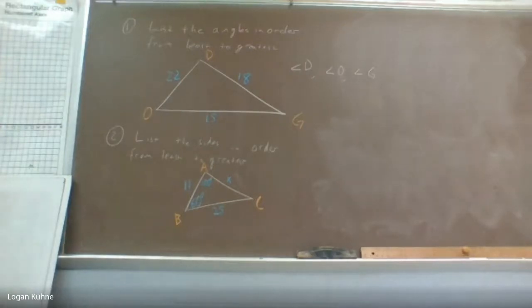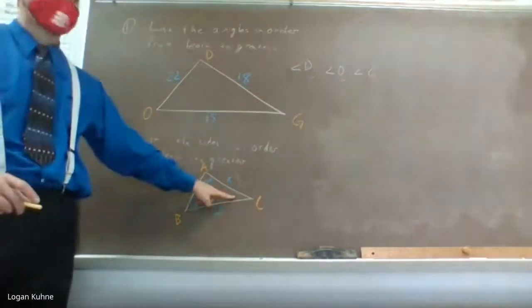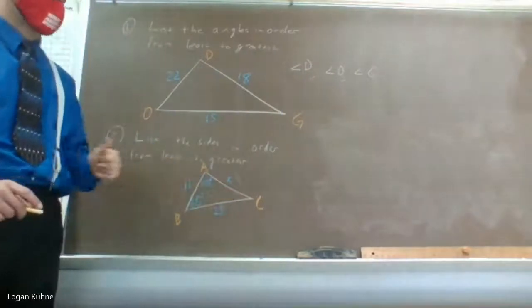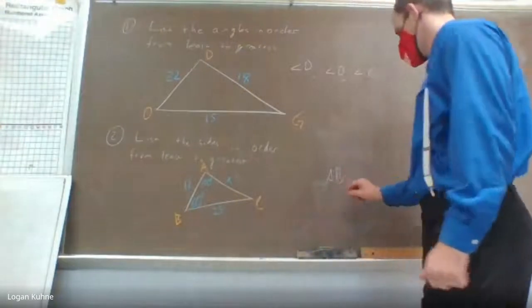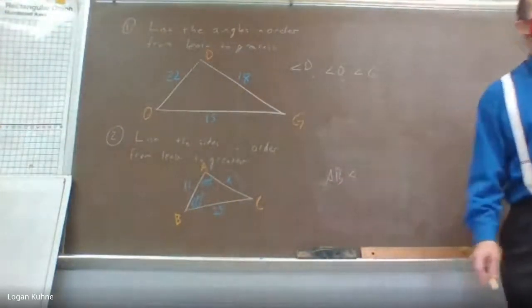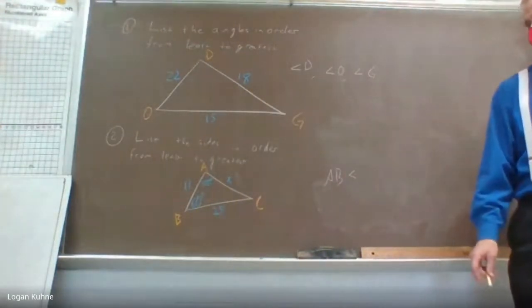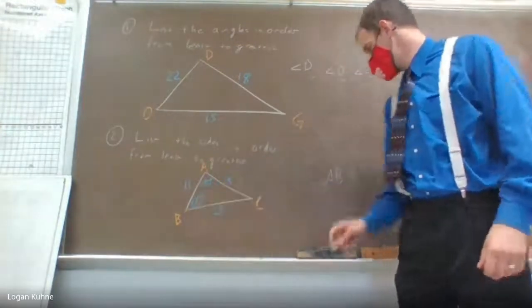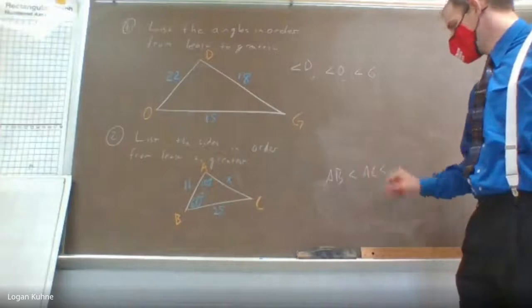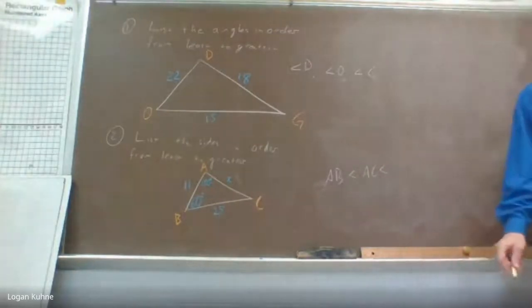Okay. So, what's the smallest side? Shout it out. 1, 2, 3. AB, because this is 20 degrees, so this is the smallest. Okay. AB. What's the medium? AC. X can be. What is the largest side?